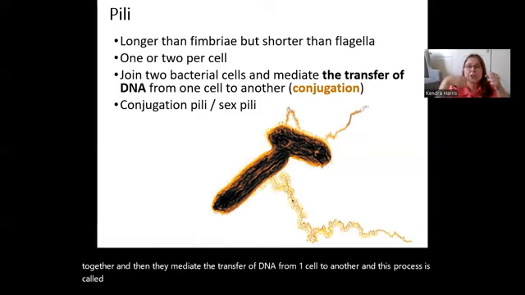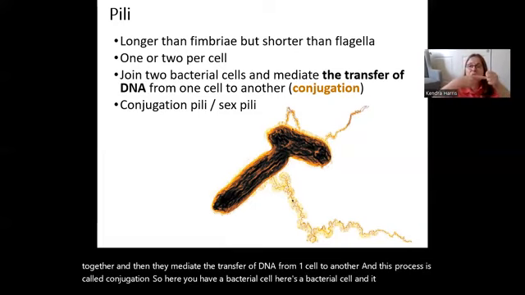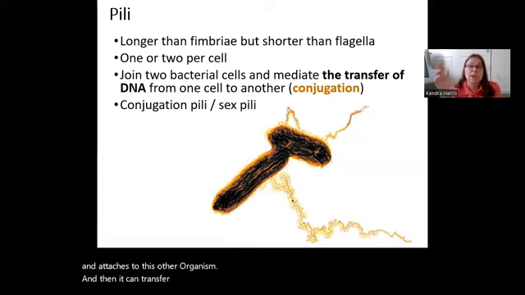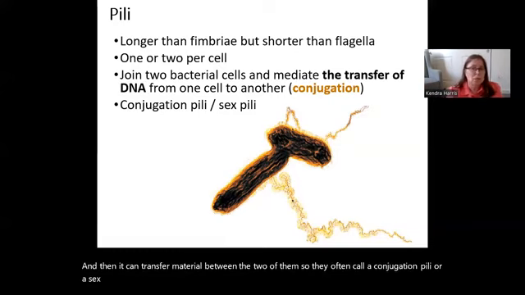So here you have a bacterial cell, and it has a pilus, and it attaches to this other organism. Then it can transfer material between the two of them. They often call this a conjugation pilus or a sex pilus. It's not a sex organ, but they call it that because there is transfer of DNA.